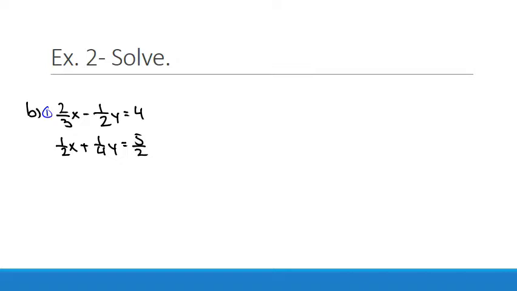So equation 1, equation 2. I want to check out my denominators. So it's 3 and 2. So the lowest common denominator. If I made a list of multiples of 2, and I made a multiples list of 3, you can see the first number that pops into both of them is 6. So my lowest common denominator is 6.